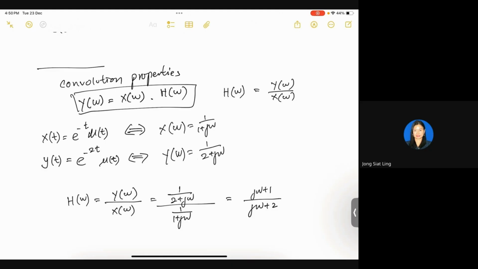So from there we have X(ω) and Y(ω). Now we can find H(ω). H(ω) is Y(ω) over X(ω). So we substitute the value of Y(ω) and X(ω), and we get (jω plus 1) divided by (jω plus 2). If you refer to the Fourier transform pair table, you won't find this kind of Fourier transform in the frequency domain, so we need to change the format.